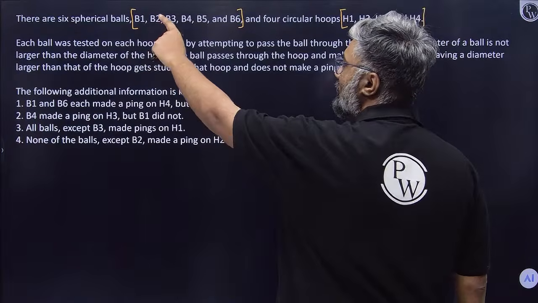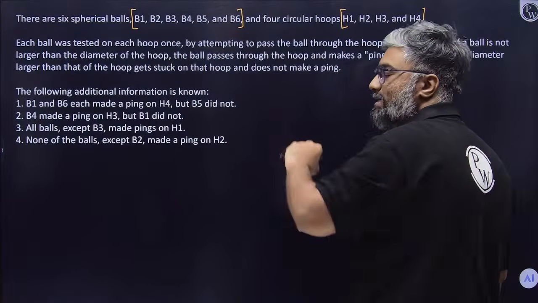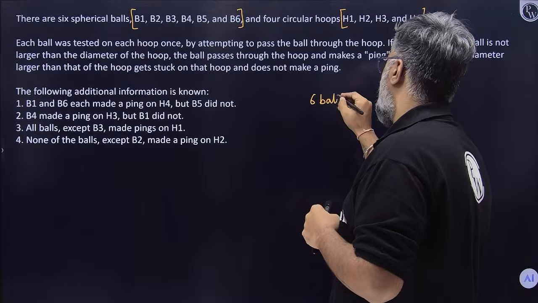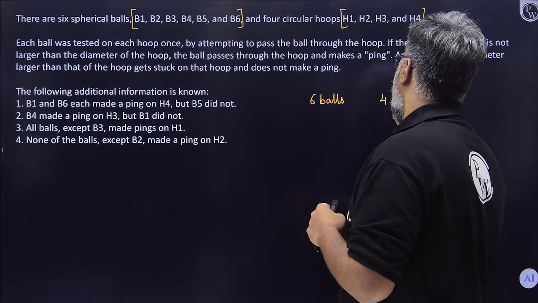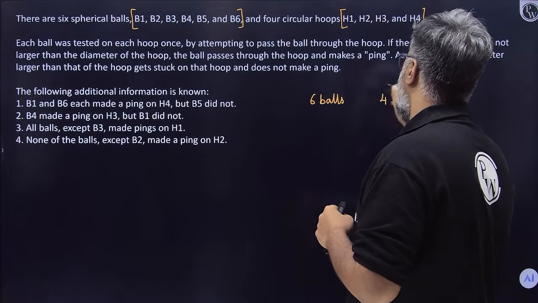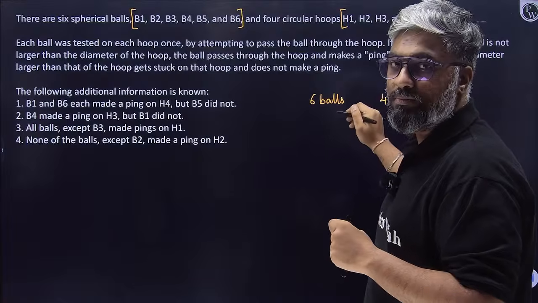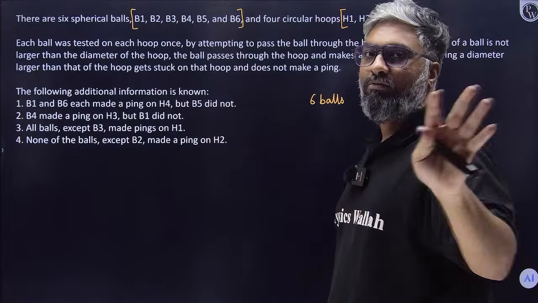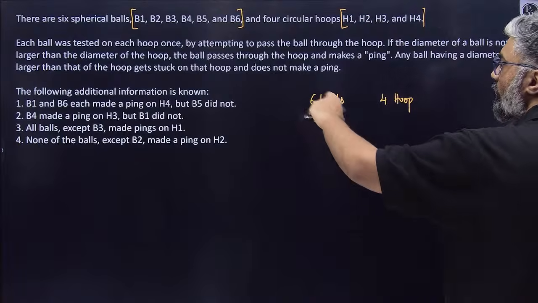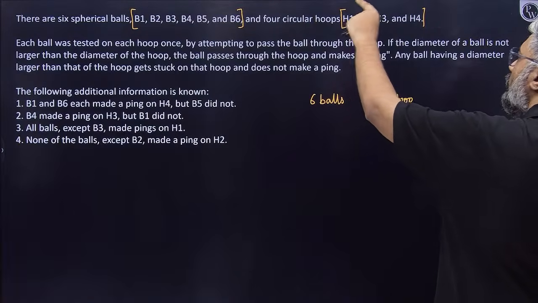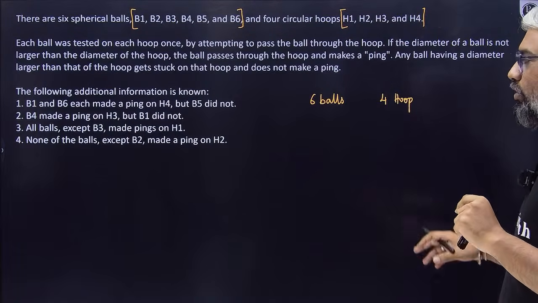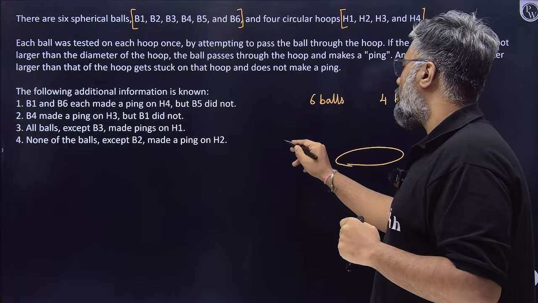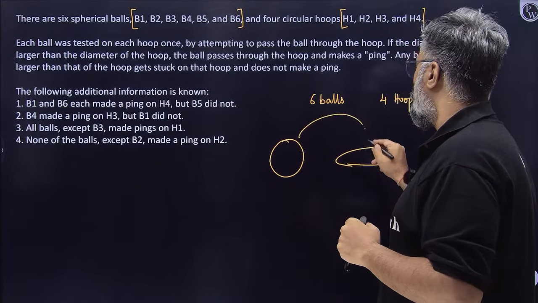Each ball was tested on each hoop once. There are 6 balls and 4 hoops, so they are saying that each ball was tested on each of the hoops. So 6 balls, hoop 1, hoop 2, hoop 3, hoop 4 will be tested, by attempting to pass the ball through the hoop. If this is the hoop, they're going to try to pass the ball through the hoop.